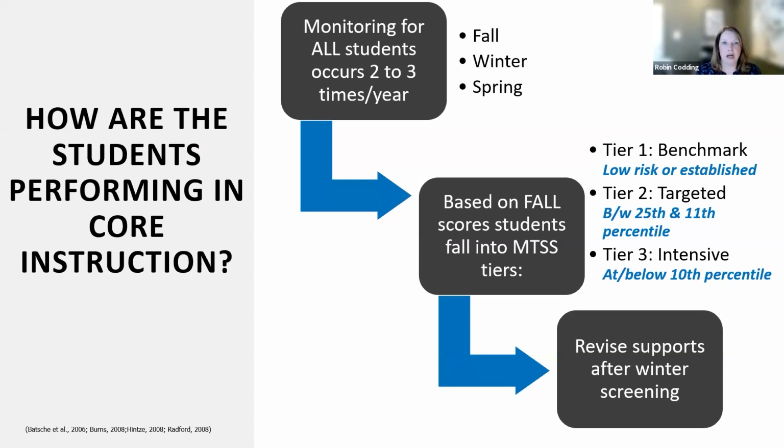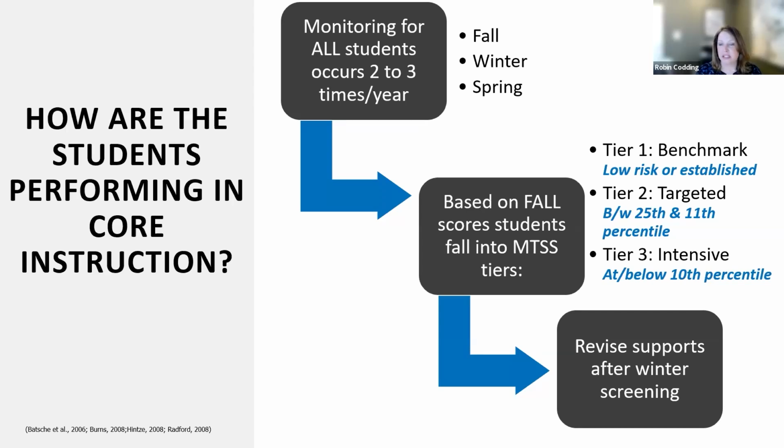Once again, when we think about the question that we are asking with these data, we really want to think about how are the students performing in the core curriculum. So we are going to assess all of the students 2 to 3 times per year, fall, winter, and spring. And then based, for example, on those fall scores, students will potentially fall into 3 tiers. Low risk, or they might need targeted intervention. So they might fall between the 25th and 11th percentile. These are just generic percentiles I'm giving you. Each specific tool has their own designated ways to identify these tiers, but the idea is similar. And then intensive, those students that are at or below the 10th percentile.